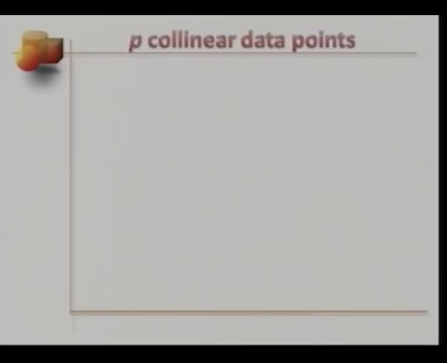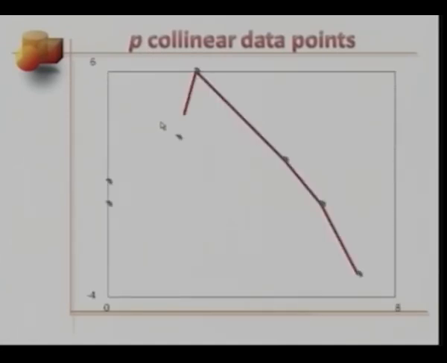Let's see a few cases. For the first case, we have p collinear data points. We work with the same example that we have been working so far with. This is our B-spline curve corresponding to uniform knot vector, t_0 to t_10 as 0 to 10 respectively.